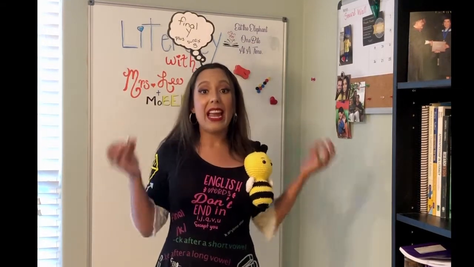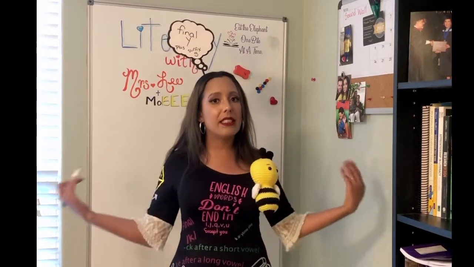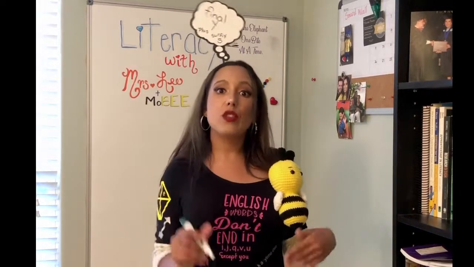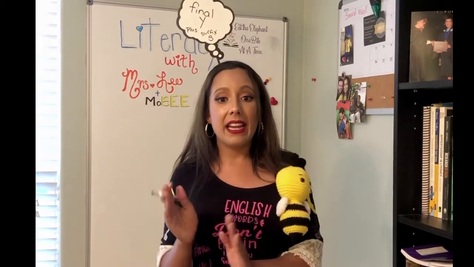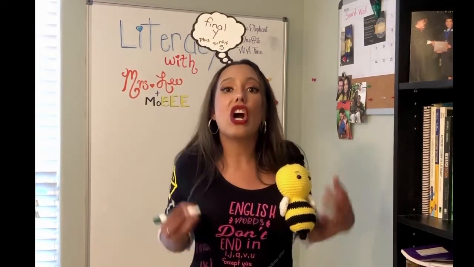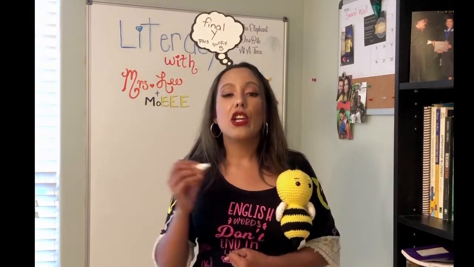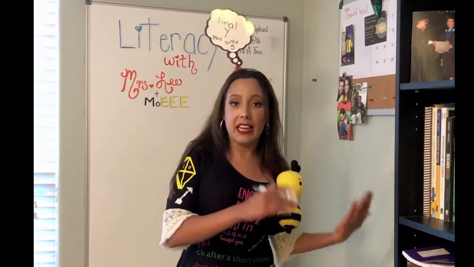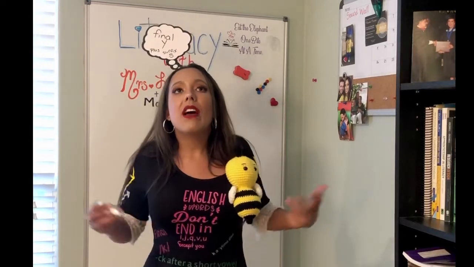If the word ends with a Y, and you're trying to make it plural, because that's what the lesson is about, plural, meaning more than one, and the letter before it is a consonant, you are going to change the Y to an I and add ES. Let's do an example. My word is going to be fly.